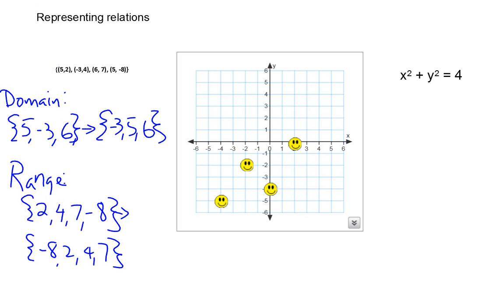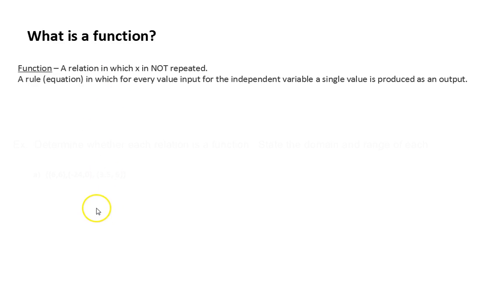Now the next idea: what is a relation that we call a function? Well, a function is a relation where none of the x's repeat. Another way of looking at it, it's a rule or an equation in which for every value of your input, the independent variable, you get a single value as an output. Okay?